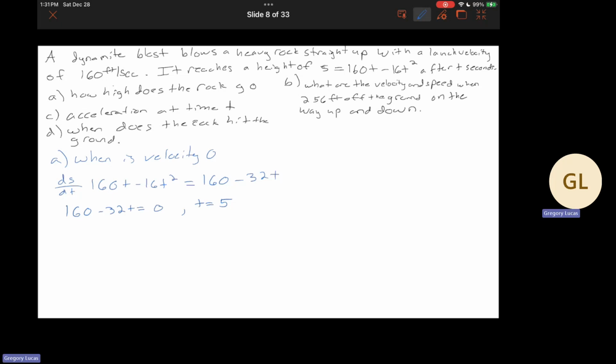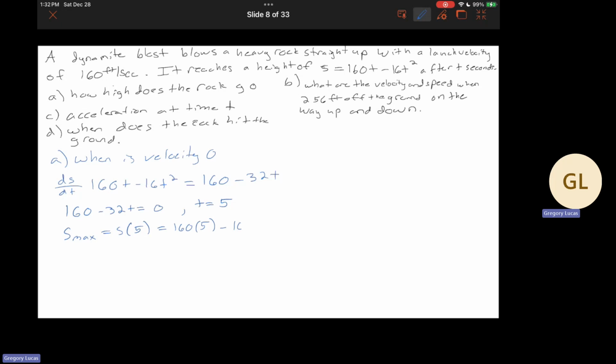So let's find the rock height at t equals 5. We're going to take that 5, the time at 5, and plug it back into our displacement. We'll call this S max, so displacement max. We just found it happens at 5. So we're finding that time value for velocity 0 to plug it back into our original function to find our displacement. We know it happens at time 5, but we want to actually find that height.